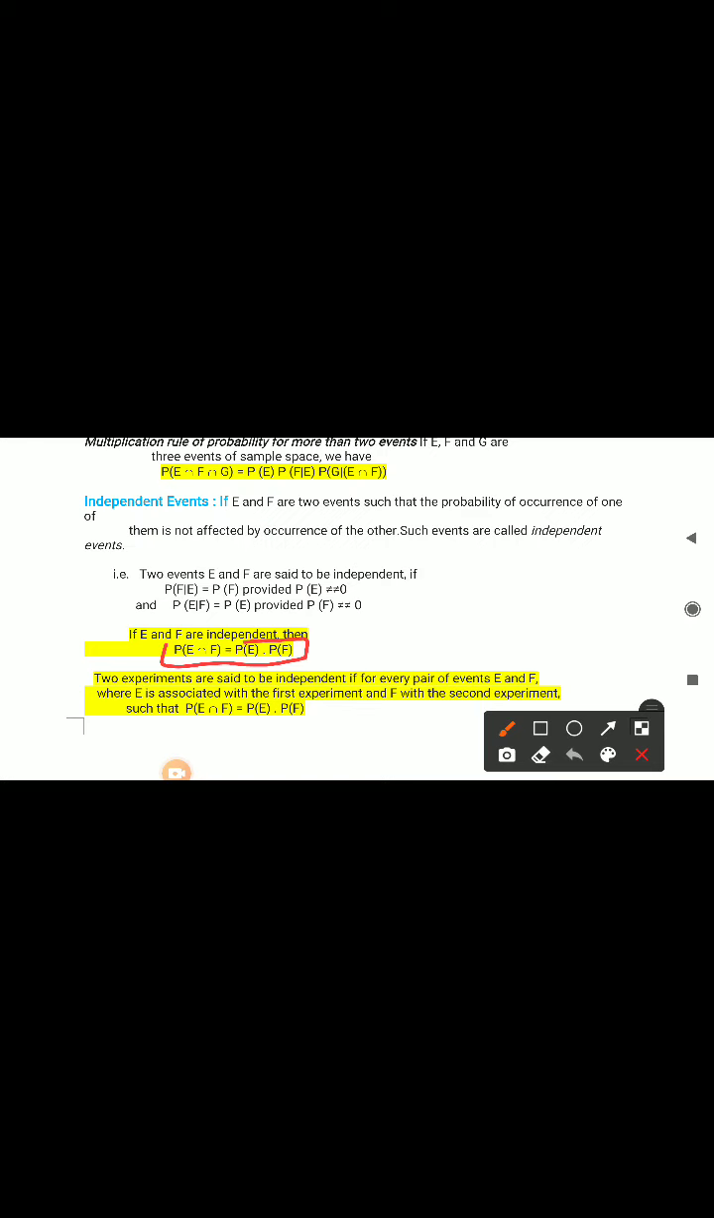This is the property for independent events: P(E ∩ F) is equal to P(E) × P(F). Now suppose two random experiments are said to be independent. How will you say so? We take one event E from the first experiment and another event F from the second experiment. If P(E ∩ F) is equal to P(E) × P(F), then we say that both experiments are independent.